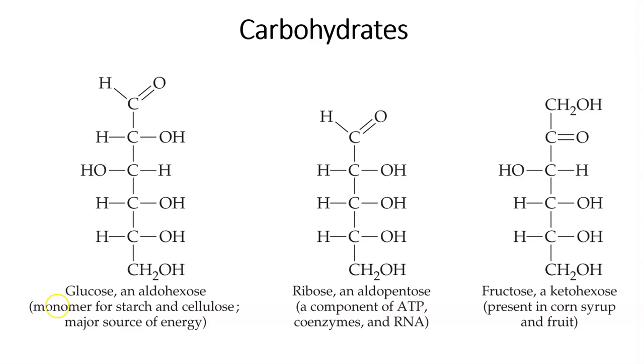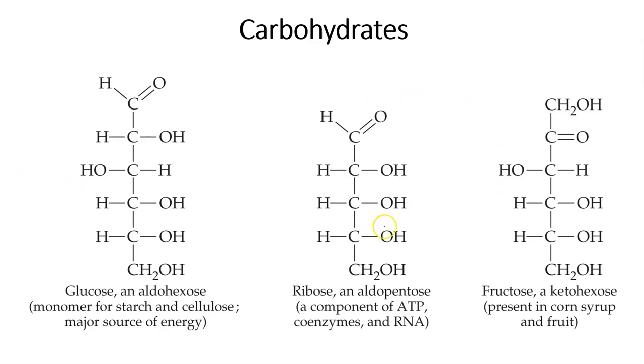So here are some common sugars and their functions. Glucose is the primary source of energy for our cells. It is a monomer of a polymer such as starch or cellulose, and that's an example of glucose here.